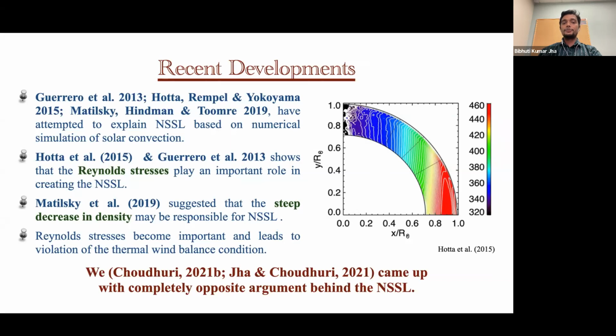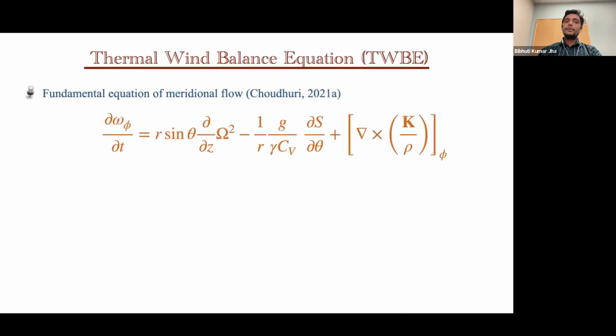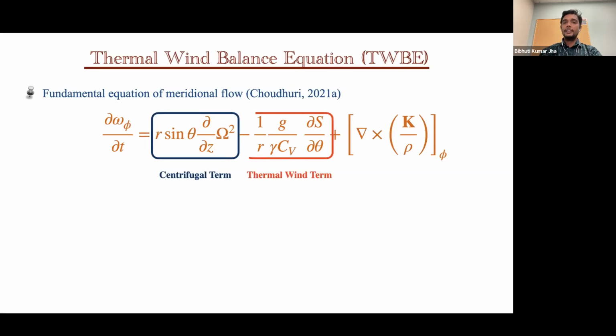So I'll discuss how the thermal wind balance equation can give rise to the NSSL. Let's start with what the thermal wind balance equation is. If we look at the fundamental equation of meridional flow, for the derivation you can look at Chaudhuri 2021, a good review paper on the meridional circulation. This is the phi component of the vorticity equation. If you look at this equation, the first term we call the centrifugal term, the second term we call the thermal wind term, and the third term is called the dissipation term.